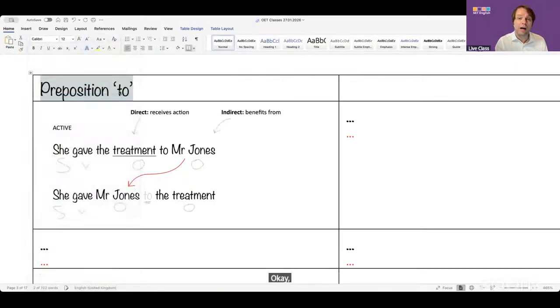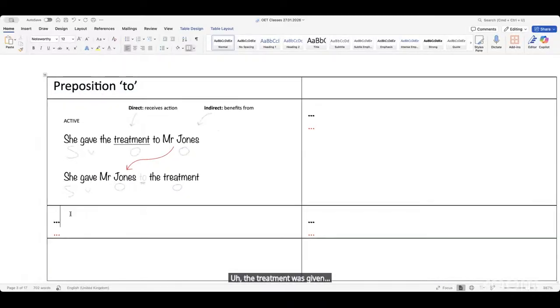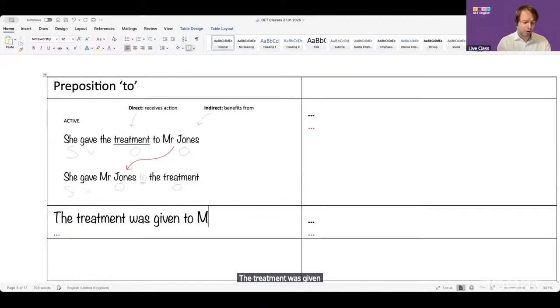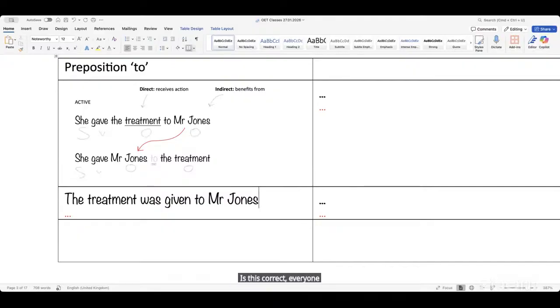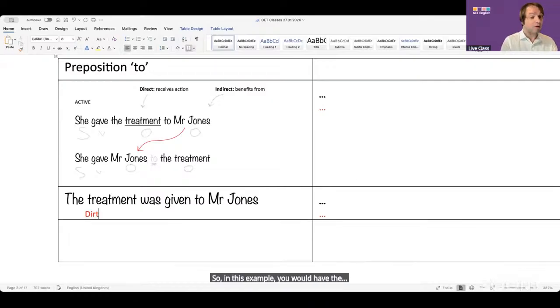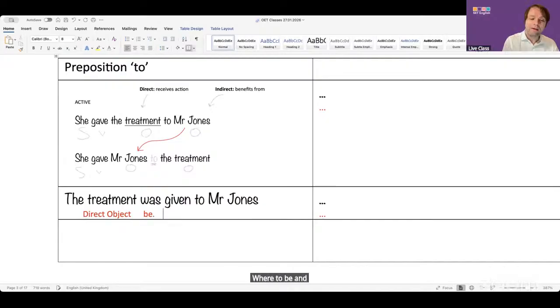Okay, so we'll try Murad. The treatment was given to Mr. Jones. Does everyone agree this is correct? Yes. So in this example, you would have the direct object. Who said that? Direct object. And then, guys, what? Verb to be and past participle.